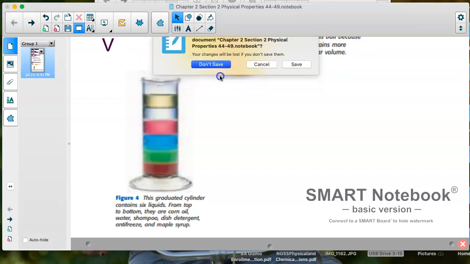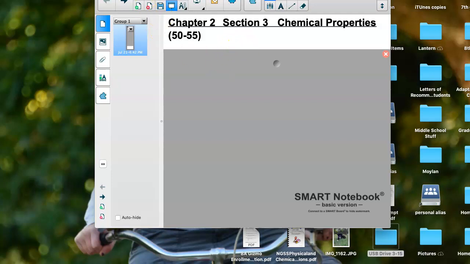So now we're going to talk about chemical properties real quick.